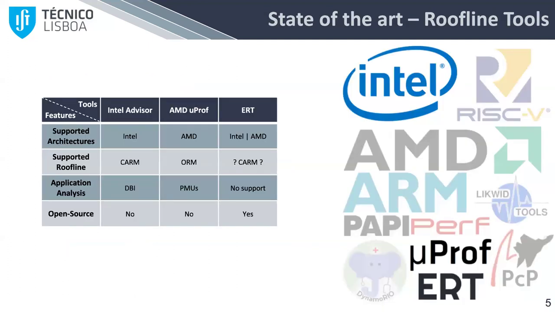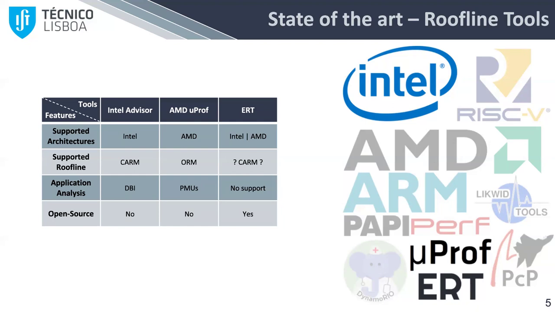So like I said before, the CARM is only officially supported by Intel Advisor. However, there are other tools that also implement the concept of the roofline model, for example, AMD UProf and ERT, the Empirical Roofline Toolkit. Starting with Intel Advisor, which also includes the possibility for application analysis via dynamic binary instrumentation. And then AMD UProf, which does something similar, but with performance counters. However, here AMD UProf only implements the original roofline model, and it's only based on theoretical values.